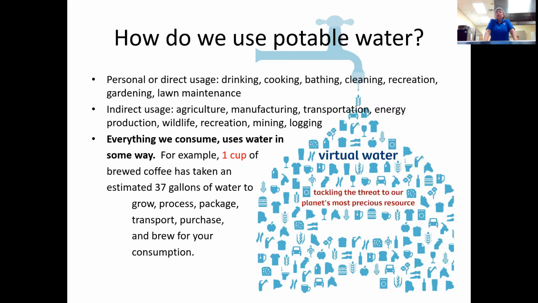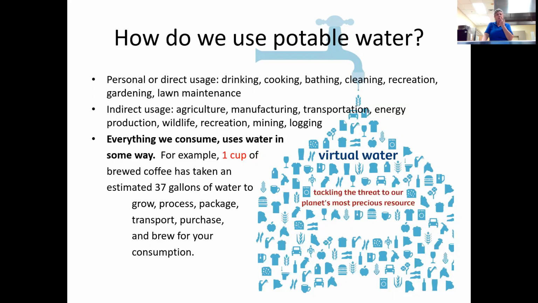So personal or direct usage: you drink it, you use it for bathing, you use it for cleaning, you use it for recreation like swimming, you use it for gardening and outside on your lawn or with your flowers. I use a lot of water inside on my plants as well. But indirectly, water we consume is used in agriculture, manufacturing, transportation.